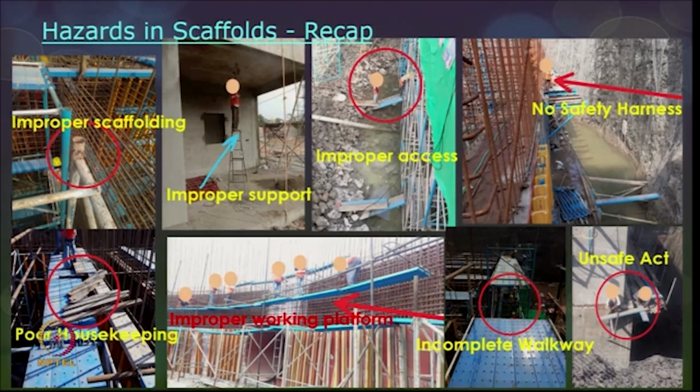Poor housekeeping along the platform: you should not be loading material on the platform, and the platform is also not regular, in the sense that it is not aligned properly, so the workers may have a fall hazard. Improper support: if you see here, the ladder itself is not in place, and the worker is trying to operate something with the roof. So, this is an improper support.